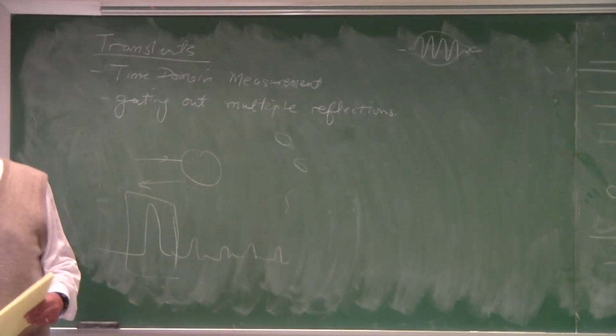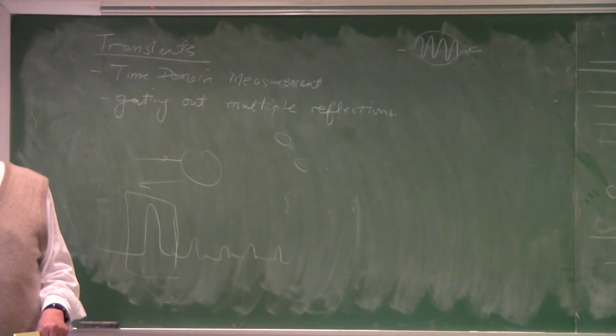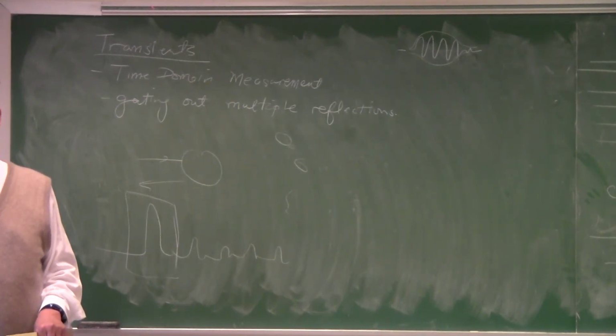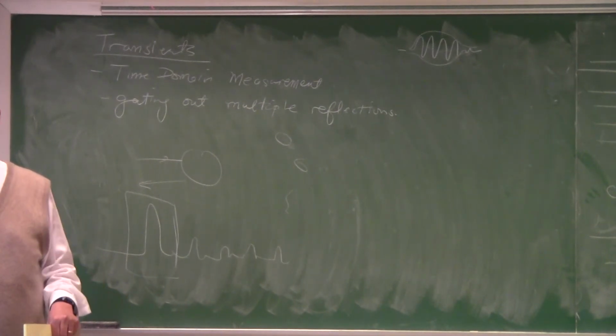Okay? But most measurements in the lab are done in the frequency domain. What is the reason for that? Does anybody have a good reason for why you want to do measurement in the frequency domain? Whereas most practical systems, your radio, your cell phone, everything that you have, is in the time domain, right?